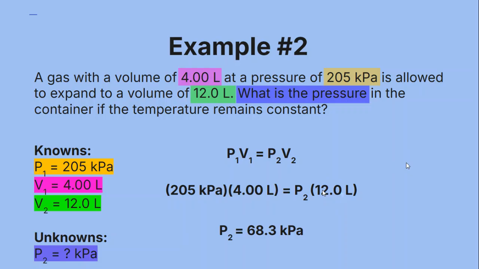Let's double check that this makes sense. It looks like our volume is increasing, which means that our pressure would do the opposite. It should decrease, which, if we're starting at 205 kilopascals, 68.3 is decreasing, so it does make sense.